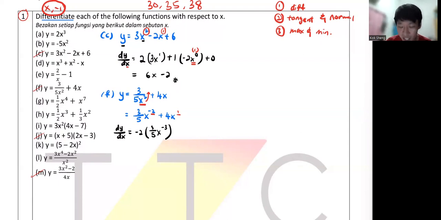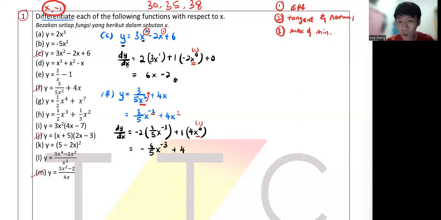Some of you get it correctly. Yes, nice. Easy. Just to recall back for you, the next one will be power is 1 times with 4x, and the power itself minus 1. So 1 minus 1, you get 0. So there you go. We can continue. Open the bracket. Negative 2 times 3 over 5, you get negative 6 over 5, x negative 3. And 1 times 4, you get 4. Of course, the x power 0, you get 1.